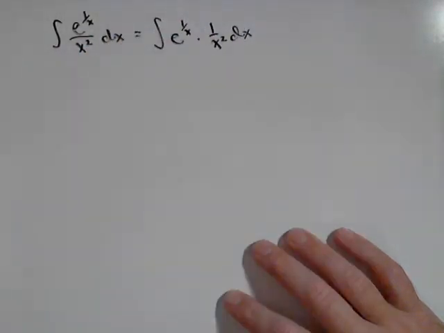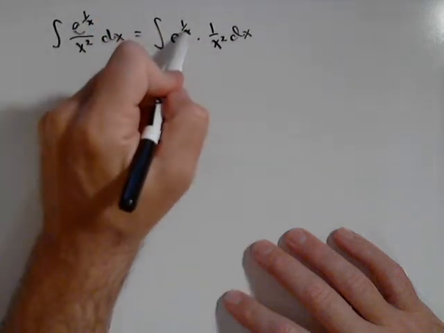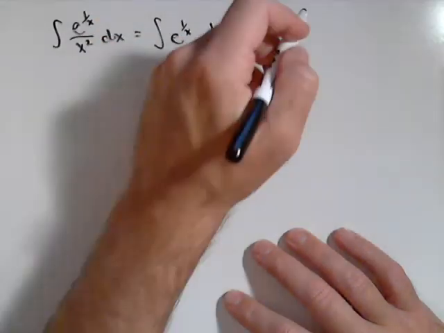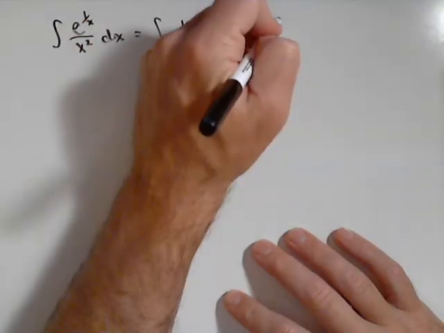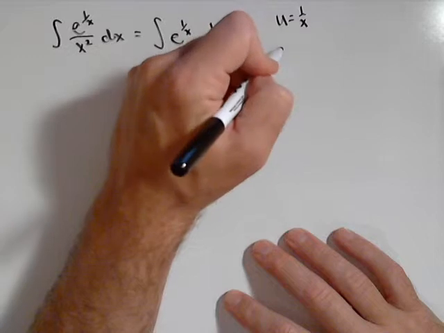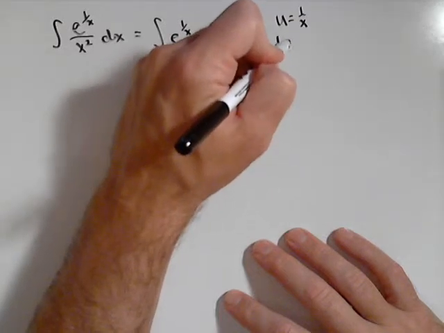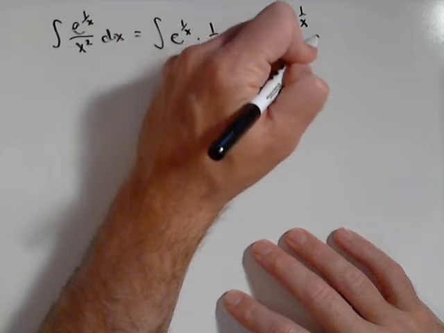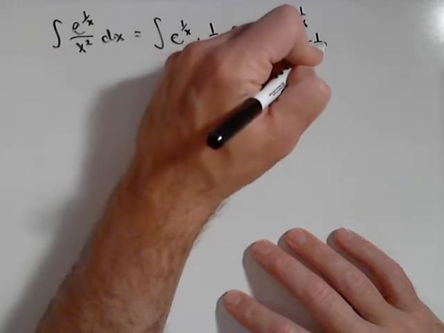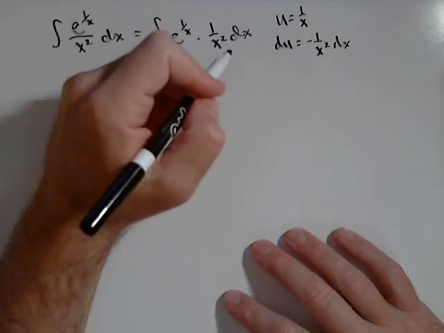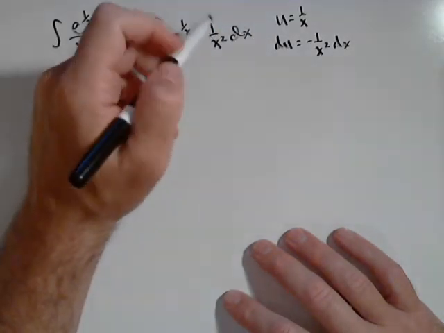And I see a relationship in there, and that is that the derivative of 1 over x is negative 1 over x squared. So I'm going to let u equal 1 over x, because what tells me what my u is was the fact that the derivative is in there, and du, the derivative of 1 over x, is negative 1 over x squared dx. Now I've almost got that, except I need a negative in there.